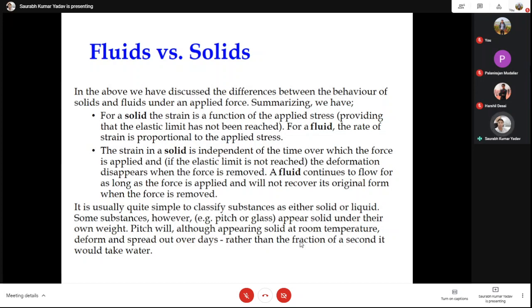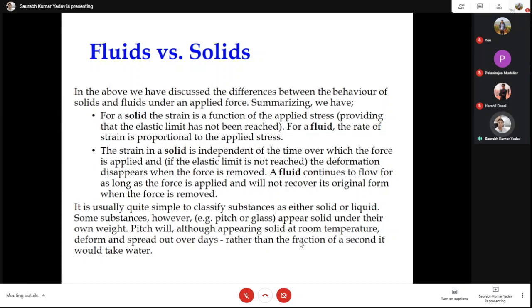So there are some characteristics of a solid. The strain is a function of applied stress, provided the elastic limit has not been reached. For a fluid, the rate of strain is proportional to the applied stress. The strain in a solid is independent of the time over which the force is applied, if the elastic limit is not reached. The deformation disappears when the force is removed. A fluid continues to flow for as long as the force is applied and will not recover its original form when the force is removed. So a fluid can take any shape.